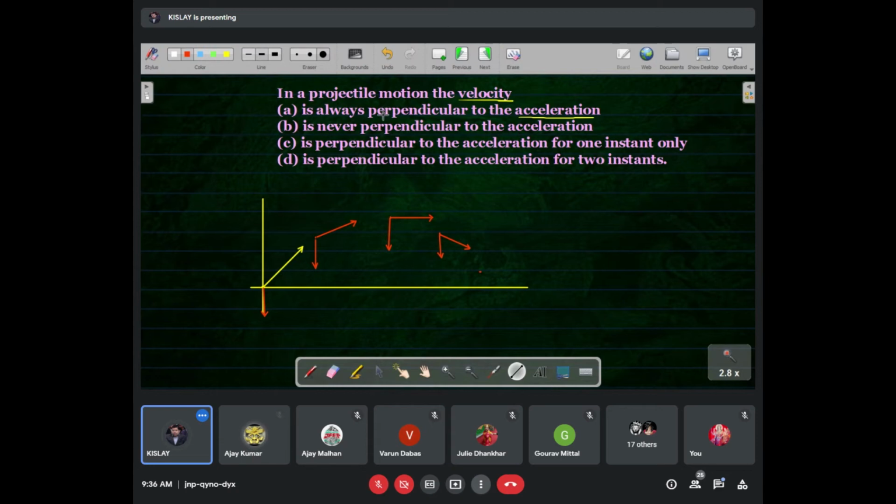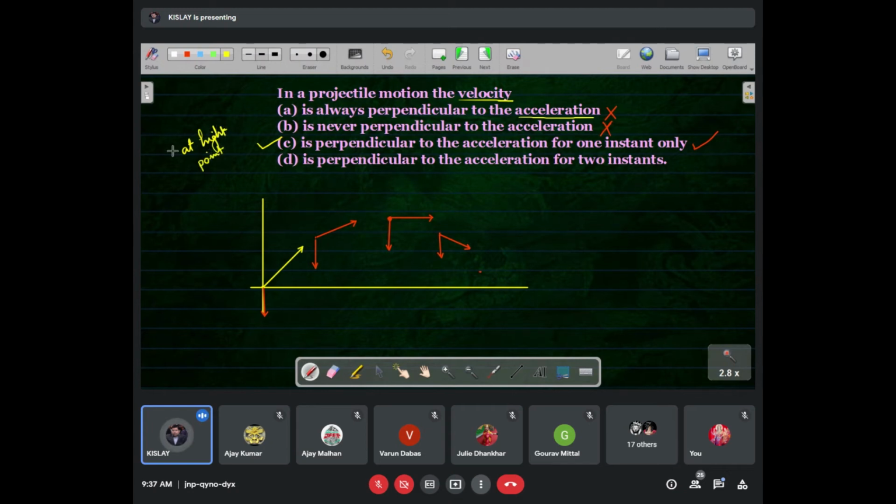Option: it is always perpendicular to acceleration, it is wrong. It is never perpendicular to acceleration, it is also wrong. It is perpendicular to the acceleration for one instant, yes, it is right, meaning at the highest point. You will remember this also. At the highest point, this is the correct option. And where it is, at the highest point.